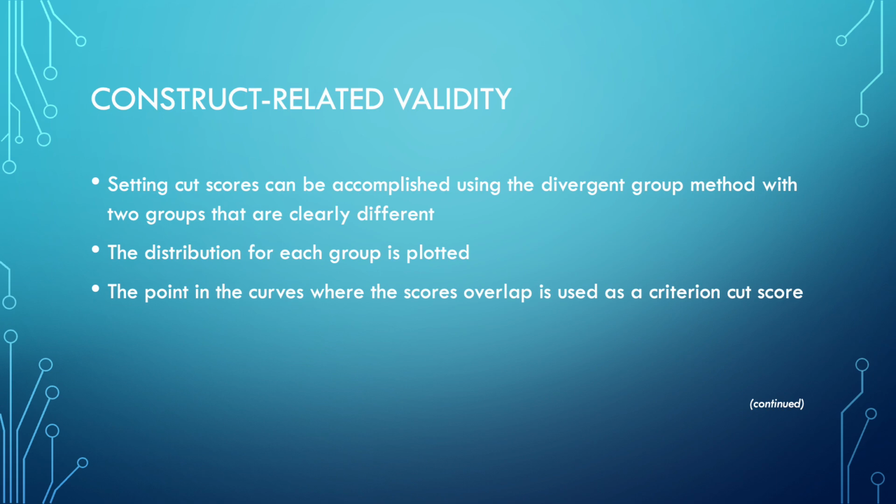So, for example, if we have two groups, one that is physically active enough to obtain a health benefit, and the other is not active enough to obtain a health benefit, those are going to be our two groups. We then want to obtain data for these two groups' physical activity amount, and then graph them. That's where the distribution for each group is plotted. The point in the curves where the scores overlap is used as our criterion cut score. So that's the cut score for the minimum amount of physical activity needed for a health benefit.